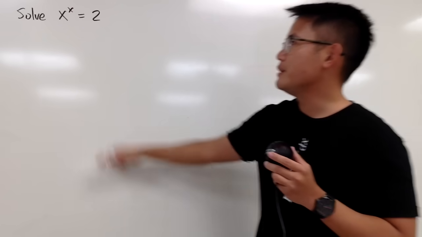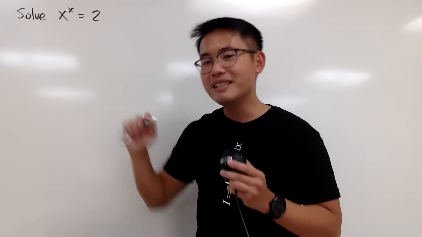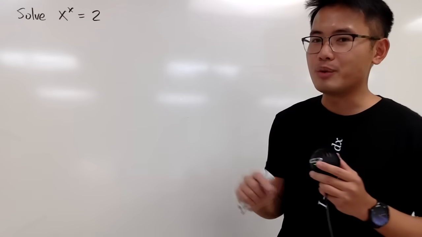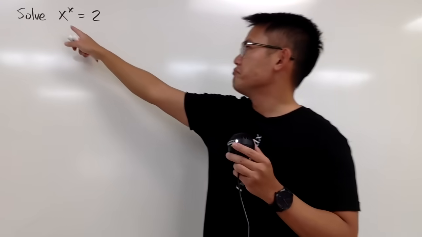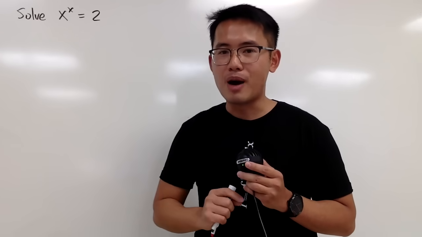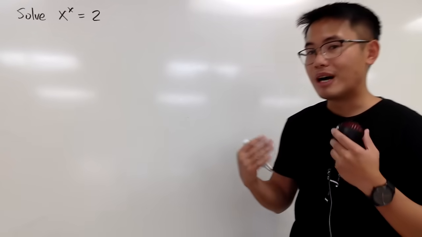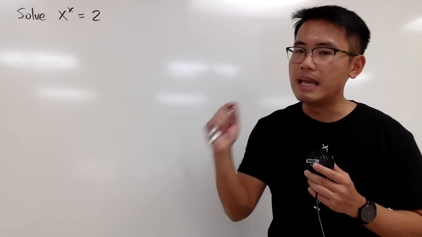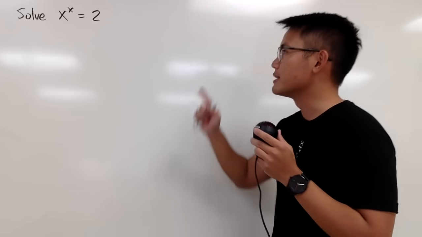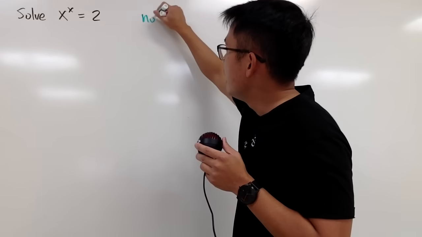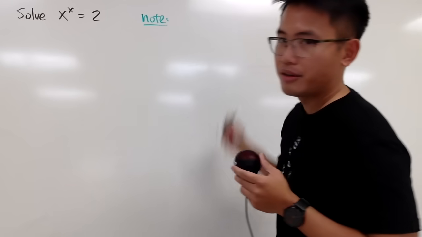Unfortunately, using natural log is not enough to help us solve this equation, because you see x is in the base and also in the power. So we need to have more tools, and I will show you guys the Lambert W function that's actually going to help us out for this equation. And I will write down all the things that we need right here.